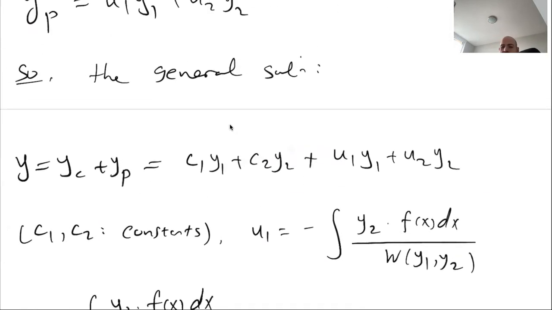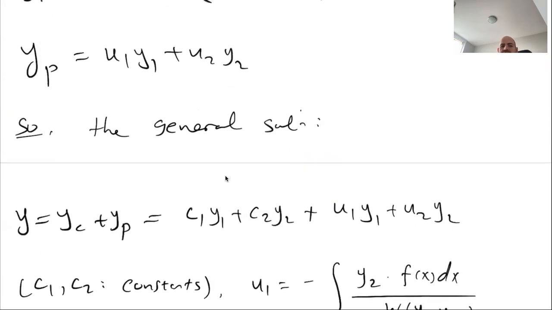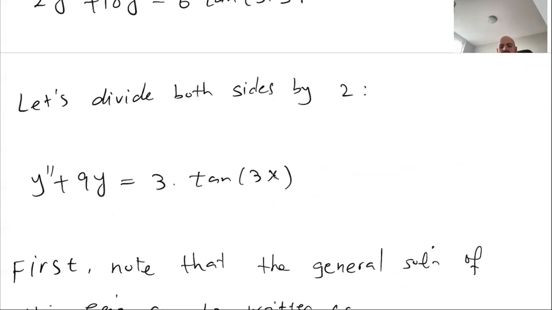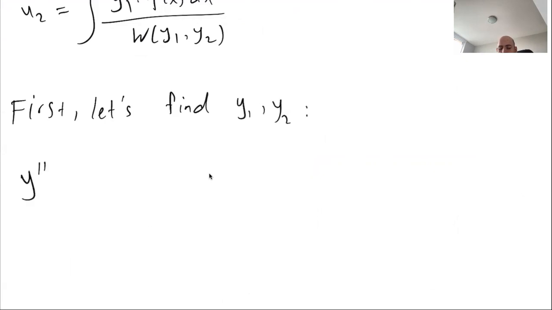So first we need y1 and y2 because both yc and yp include y1 and y2, the linearly independent solutions of the homogeneous equation. What will be the homogeneous equation here? Homogeneous equation means you have to replace the right-hand side with 0. So first, let's find y1 and y2. So what is the equation?